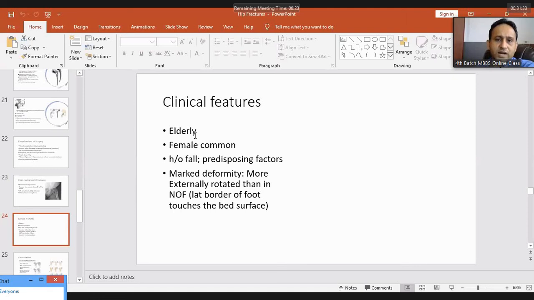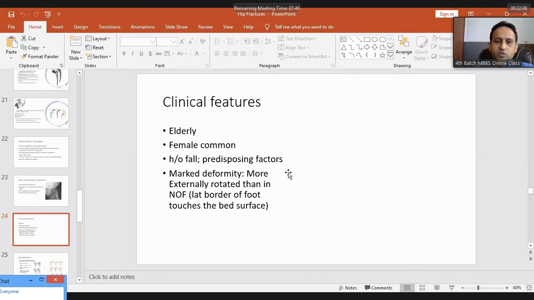Again, this fracture is quite common in the elderly, and in females. The patient will give you a history of fall, occasionally with more predisposing factors, as I discussed before. Clinically, you can have swelling in the proximal part of the thigh, and more evidently bruising around the hip region, or quite visible ecchymosis, because it's an extracapsular fracture and the blood is extravasating into the subcutaneous tissue.